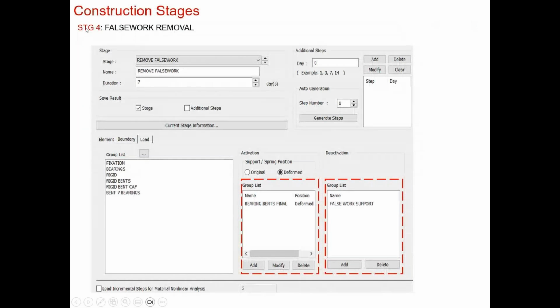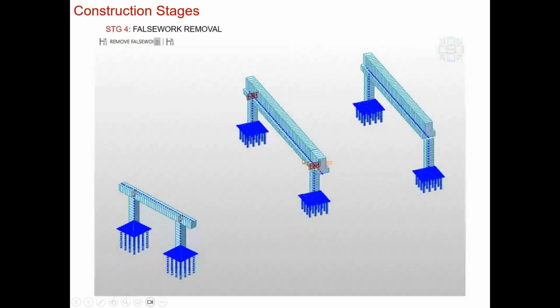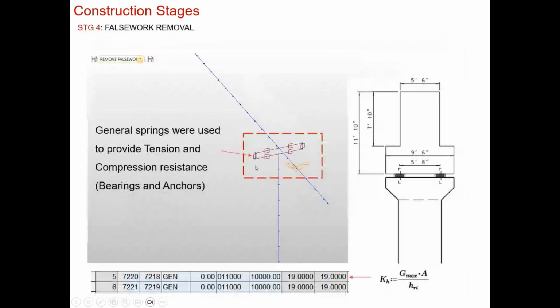Then jumping to stage 4, this is the stage when we remove all the false work, like the steel trusses and the members. So we easily deactivate the group that has the false work support and basically activate the bent bearings. And that's how it looks like. Activating the bent bearings mainly means that we are activating the springs here that are connecting the girder to the column. So now we are in this final situation.